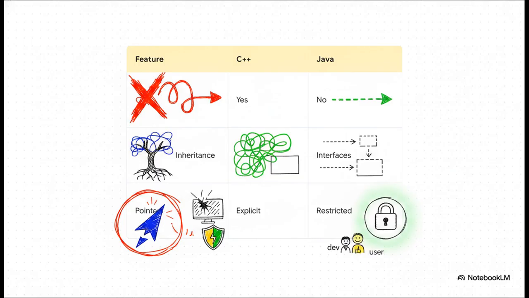And to make things even more robust and secure, Java completely stripped away the headache-inducing baggage of C++. It just outright dropped support for the goto statement. It ditched multiple inheritance through classes to prevent code ambiguity, opting to use interfaces instead. And maybe most importantly, it restricted explicit pointers. In C++, bad pointer management was notorious for causing massive security flaws and spectacular system crashes. Java handles all those pointers internally, keeping the developer and the user's computer safe and sound.